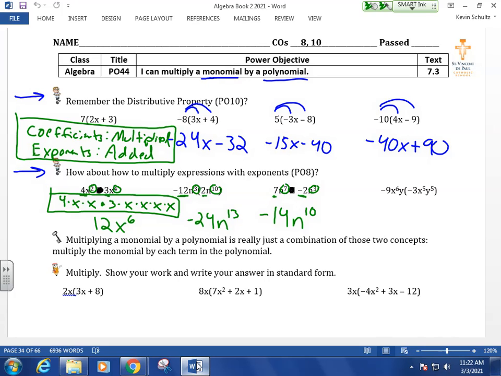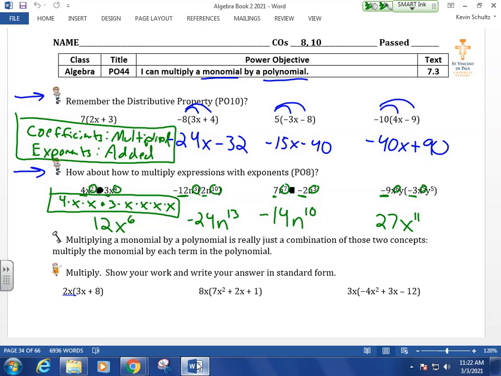Okay? Our coefficients, negative 9 and negative 3, get multiplied to give us what? 27. And now we have 2 different variable bases. We have an x and we have a y. So we take our x's first. How many x's do we have in all there? 11. 6 plus 5.